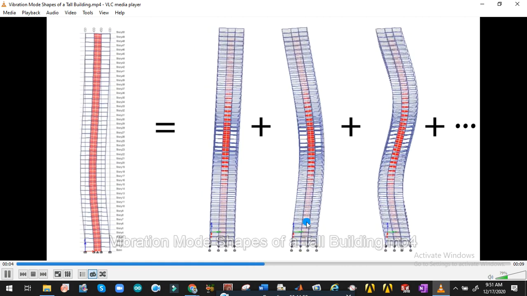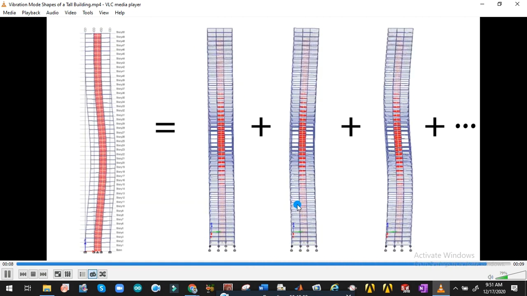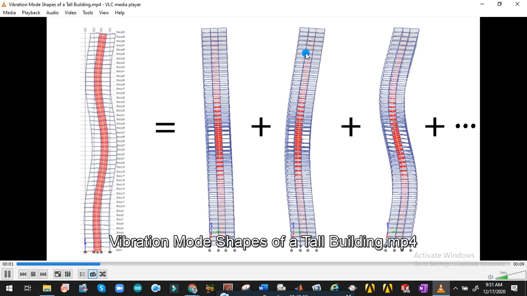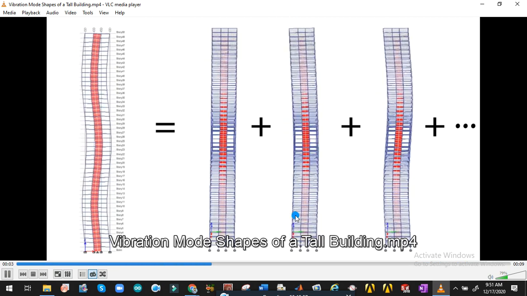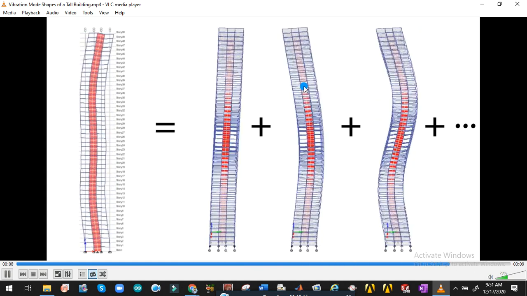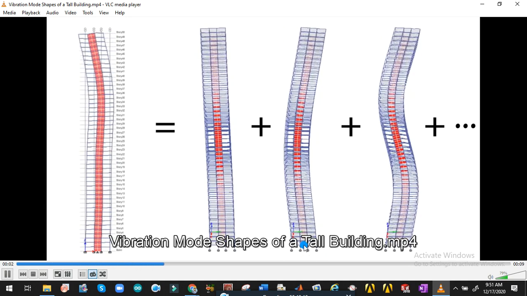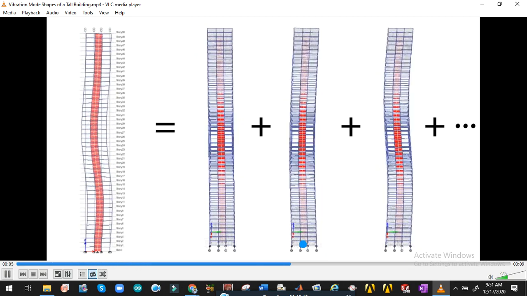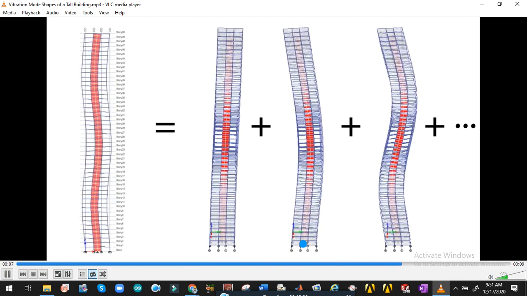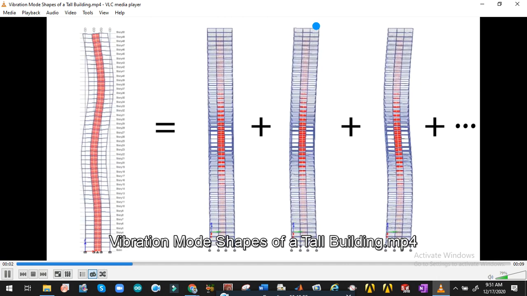Now consider this case. If you will draw a waveform, then its response will be like that. That means this system has two nodes. This is one node. You can see here displacement is 0. This is your second node where displacement is 0. And where we have maximum displacement? We have maximum displacement here and free end. Okay.